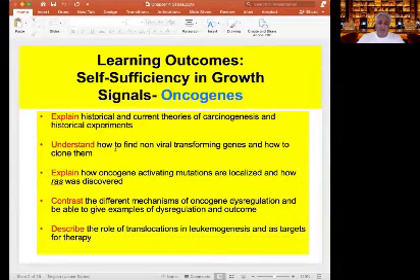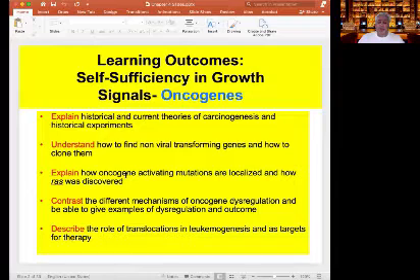In addition, understand how to find non-viral transforming genes and how to clone them. So the techniques for finding and searching the genomes for these genes is instrumental too. So this is a great opportunity for us to relate to some of the more common molecular biology techniques that have been employed in the past and are currently employed. Explaining things is a great way to relate to things.